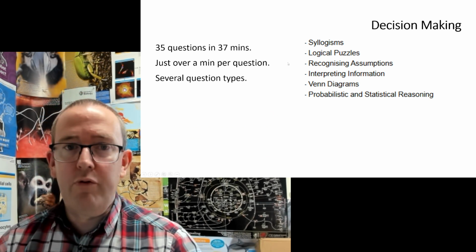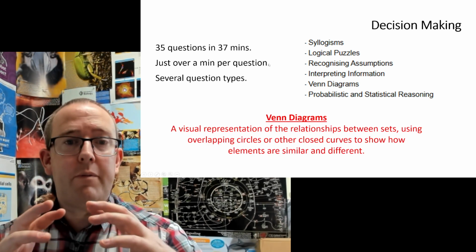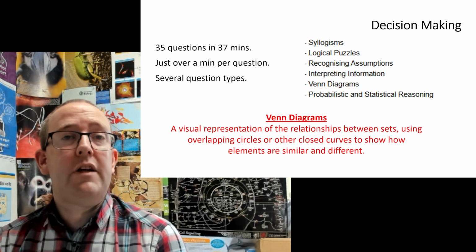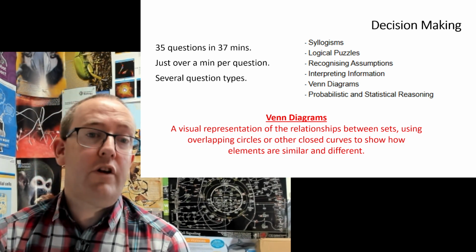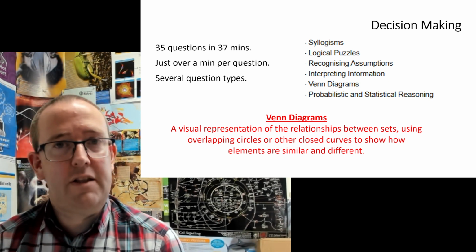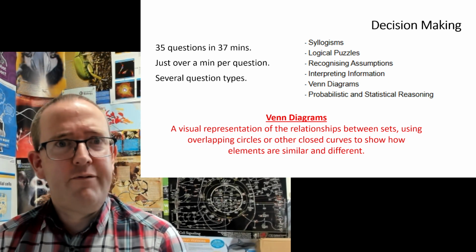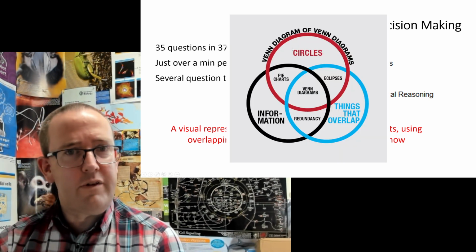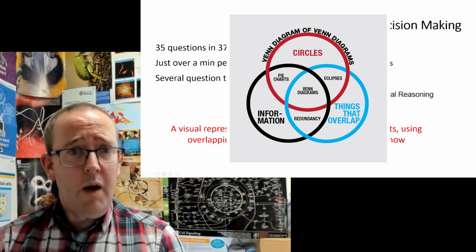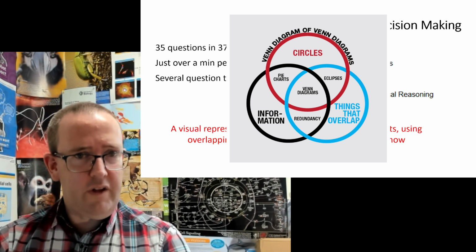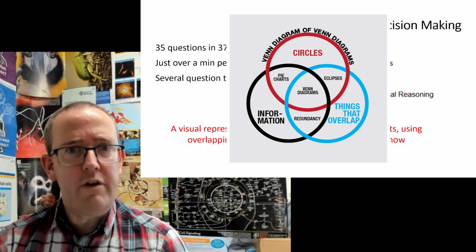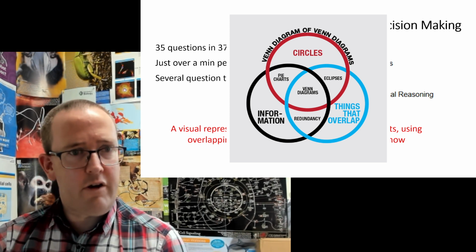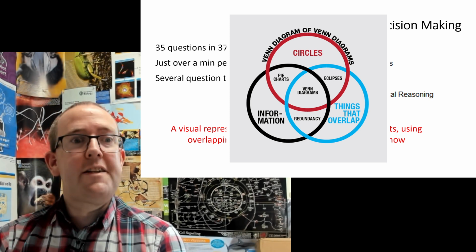Okay, now you probably all know what a Venn diagram is. They're a visual representation of relationships between sets using overlapping circles or other closed curves to show how elements are similar and different. And you probably think, Venn diagrams, that's really straightforward. These are the easy ones. They're just those things with the circles. And here's a Venn diagram about Venn diagrams, where we've got circles, things that overlap and information, and in the middle you've got a Venn diagram. So it's a Venn diagram about Venn diagrams. Nice and easy.